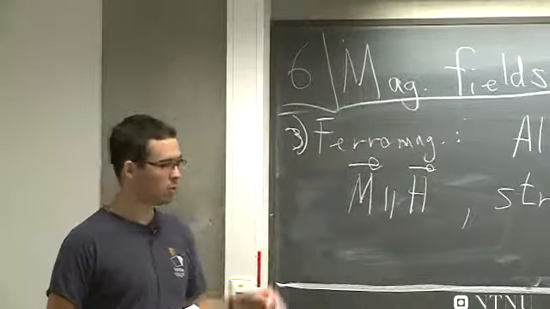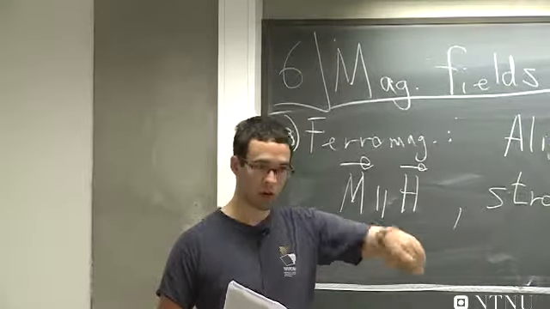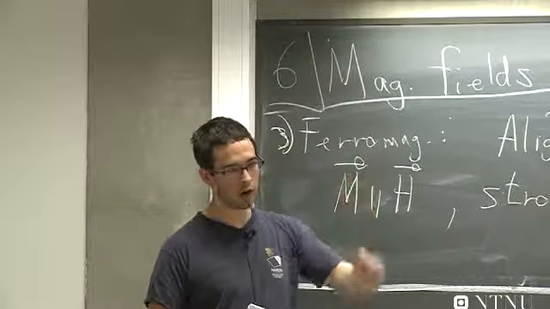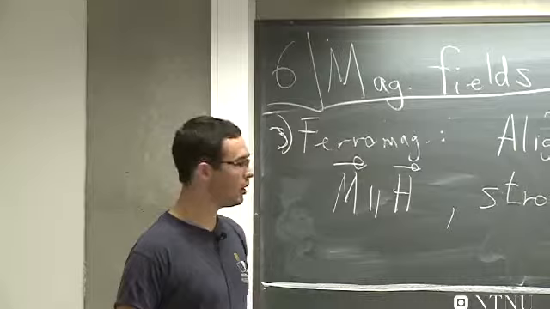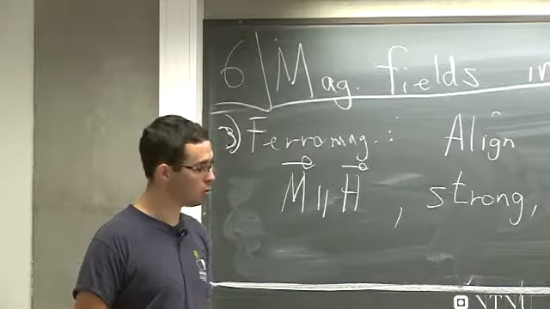This can be used, for example, to amplify the magnetic field. If you have a coil of wire and you put an iron core in the middle, you get a much stronger magnet, and that's because you get this extra help from aligning the microscopic dipoles.